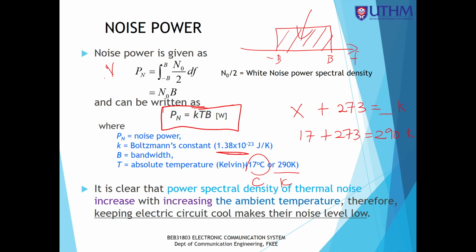And you see that it is clear that the power spectral density of thermal noise increases with the increase of ambient temperature. Therefore, keeping the electric circuit cool makes the noise level low. So that's one of the reasons we need to keep our electronic devices in a cool place. This is one of the reasons.